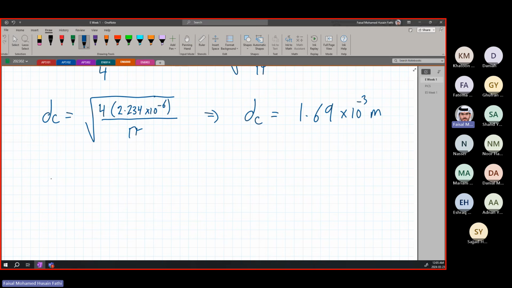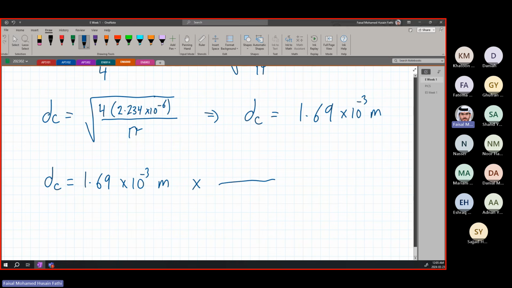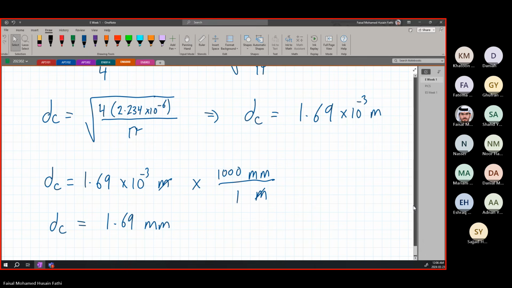So how do we do that? DC is equal to 1.69 times 10 to the minus 3 meters times, now we want to get rid of meters, so meters will be down and millimeters will be up. 1 meter is how many millimeters? 1000 millimeters. So the meter and meter cancel. DC is equal to 1.69 millimeters, since 10 to the power minus 3 times 1000 is just 1. And this is your final answer.